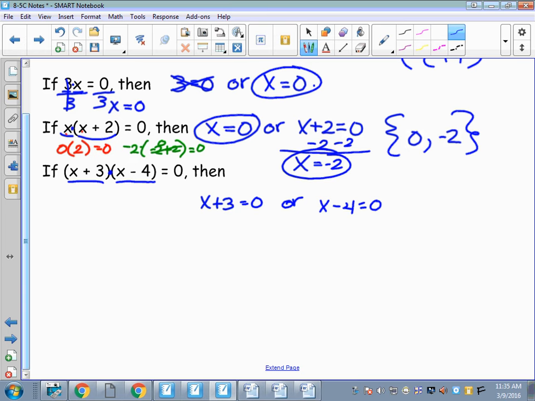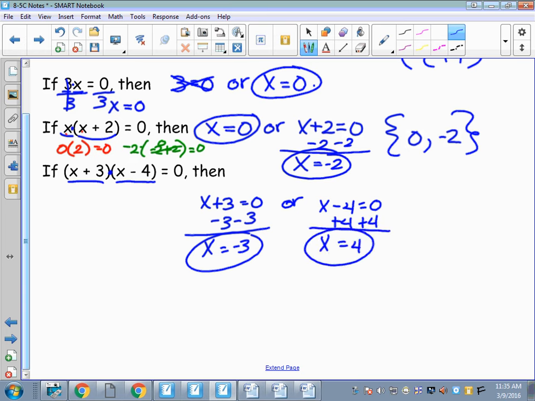If the first term is the one that was truly equal to 0, then x equals -3. You just solve that little equation. If x minus 4 is the factor that was 0, I'd add 4 to both sides, and the value of x would have to be 4. You're looking for the value that makes that statement true. So if I made x equal -3, I would get the quantity -3 plus 3 times -3 minus 4. I don't even care what -3 minus 4 is because -3 plus 3 is 0. 0 times anything is 0.